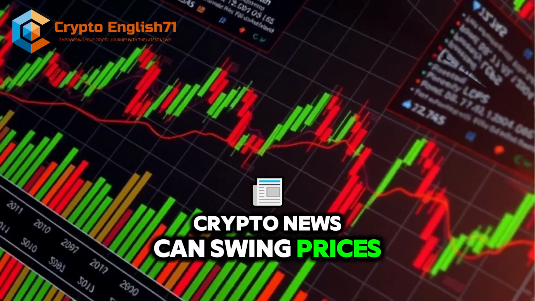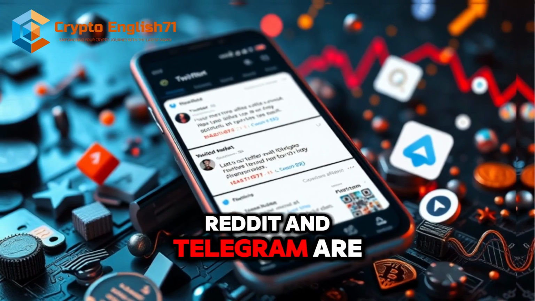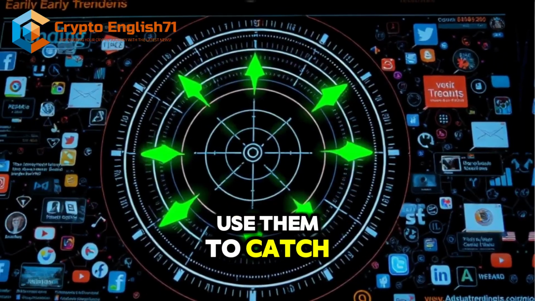Crypto news can swing prices, stay updated. Twitter, Reddit, and Telegram are gold mines for market sentiment. Use them to catch trends early.